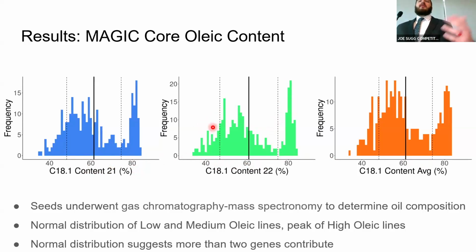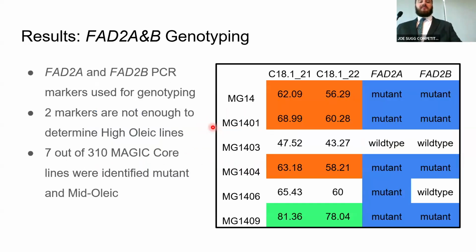So based on that, we know that we have some markers that we can utilize. So let's utilize these markers to genotype our population to see, are we seeing anything different than just 2 genes? So we took FAT2A and FAT2B PCR markers and used them for genotyping. And we can see here's our phenotypic data for 2021 and 2022. And for our high oleic line right here, we can see that when there are mutants, we're seeing high oleic. And that's the theory based on those 2 genes. However, we have several other lines in our population that are mutant for both FAT-A and FAT-B, but do not possess the high oleic phenotype.